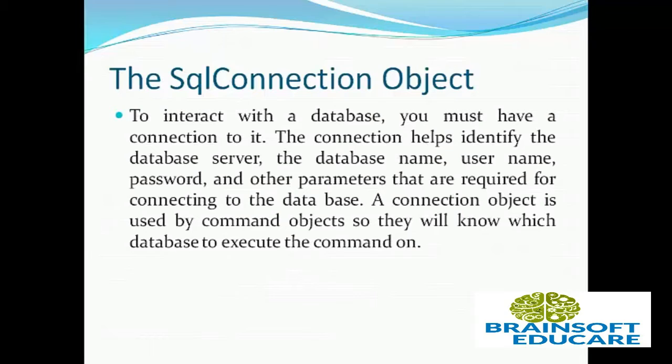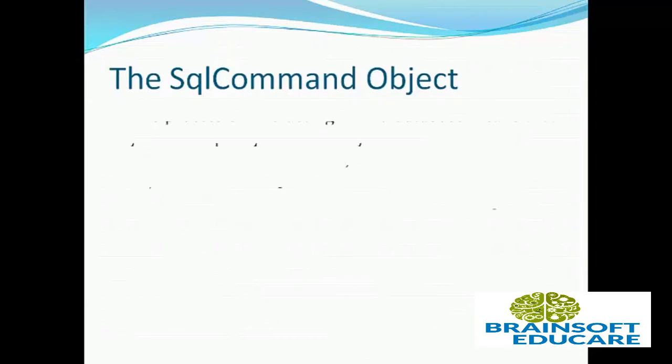First is the SQL Connection object. To interact with the database, you must have a connection to it. The connection helps identify the database server, the database name, username, password and other parameters that are required for connection to the database. A connection object is used by a command object, so they will know which database to execute the command on.